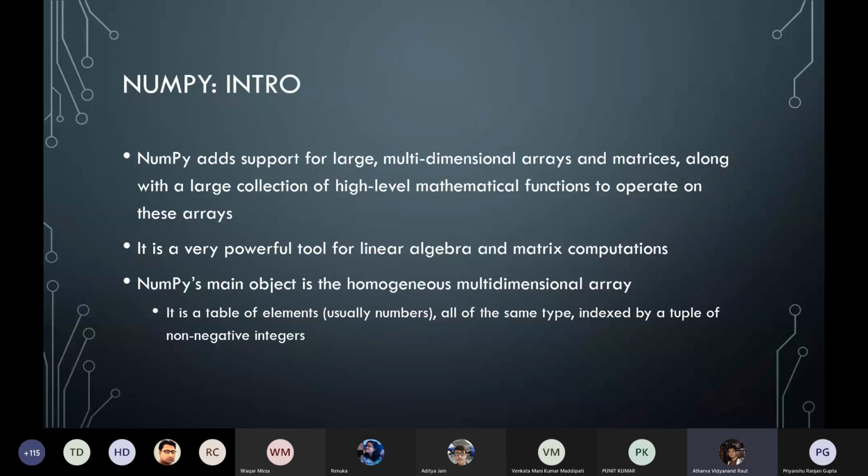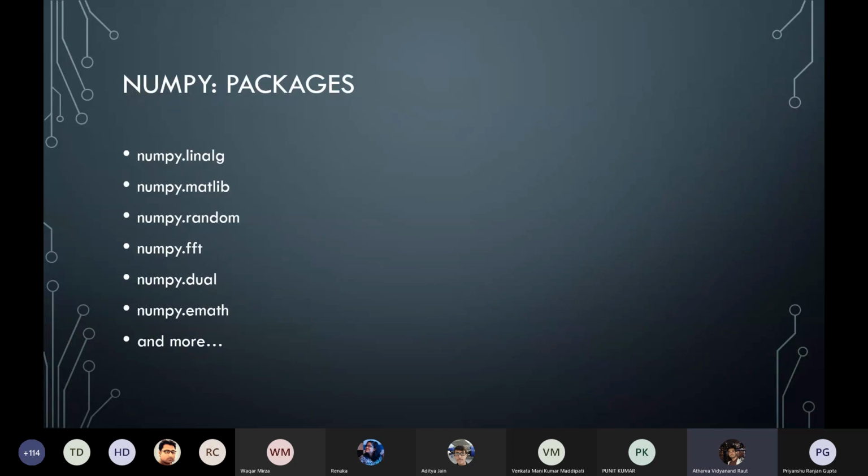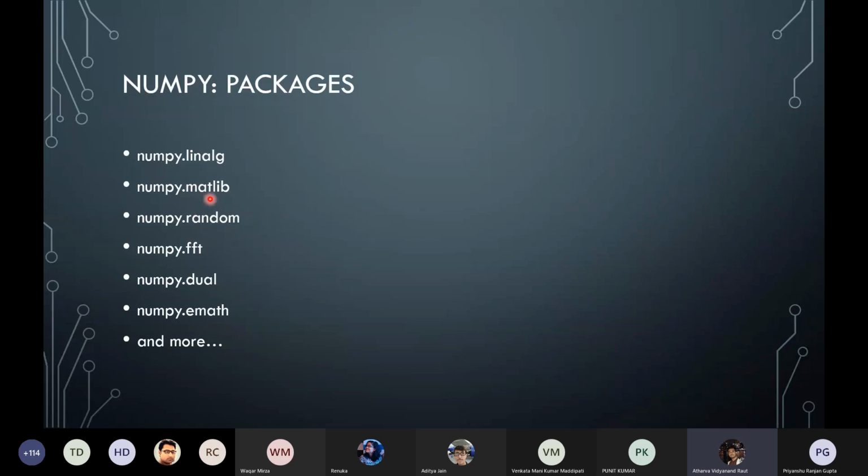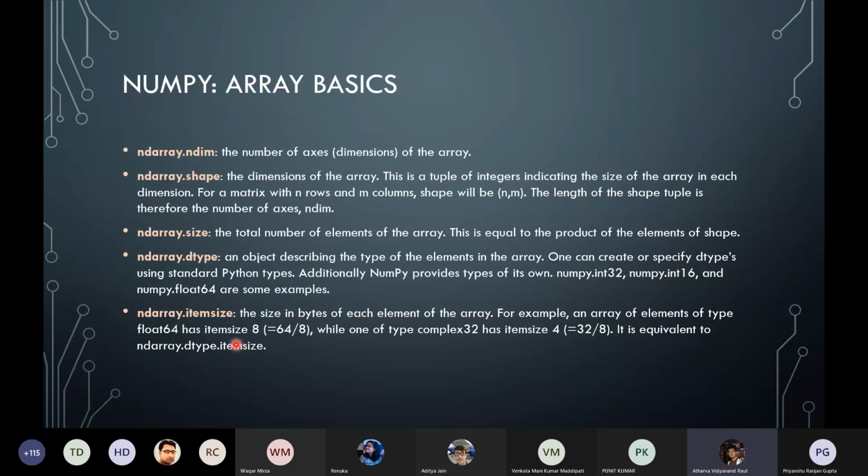Okay, so these are some of the packages included in the NumPy library. There is the linear algebra package, a matrix package, a random number generation package, the Fourier transforms, dual, emath, and there are much more. That's for you to explore. Whichever you need for anything related to arrays can be found here. So we'll start with the basics. The ndarray is the object that is used in NumPy to do all the computations.